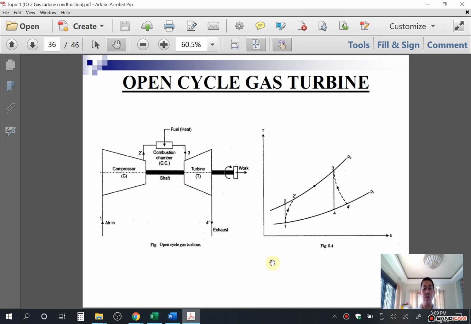Open cycle gas turbines. In the open cycle, fresh air is sucked into the compressor, delivered to the combustion chamber, the combustion gas flows to the turbine, then the exhaust gas exits to the atmosphere.